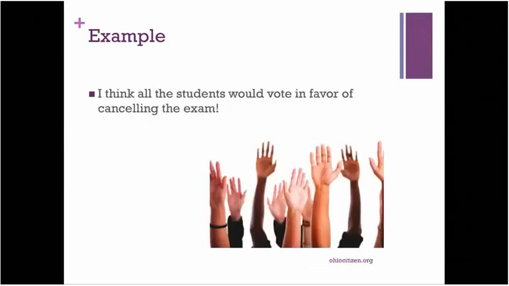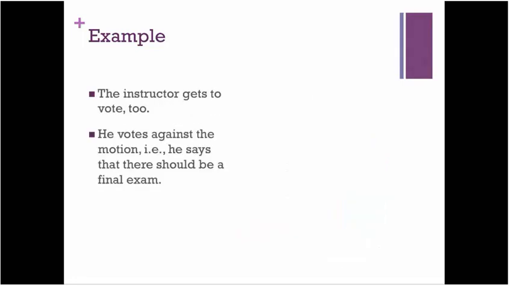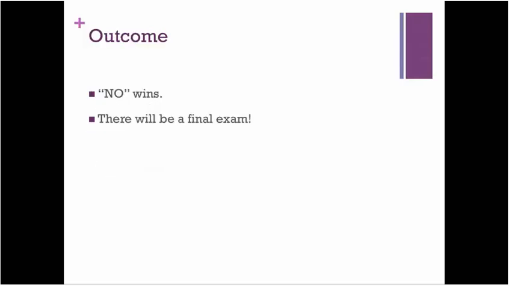And I think probably most of the students, maybe all of the students in the course, would vote in favor of canceling the exam. I should tell you, of course, the instructor also gets a vote, and he's going to vote against the motion. Now, given what the motion says, this means he's saying that there should be a final exam. Okay? Now let's assume all the students have voted to cancel the exam, and the instructor has voted not to cancel the exam, and here's the outcome. No wins. In other words, there will be a final exam.